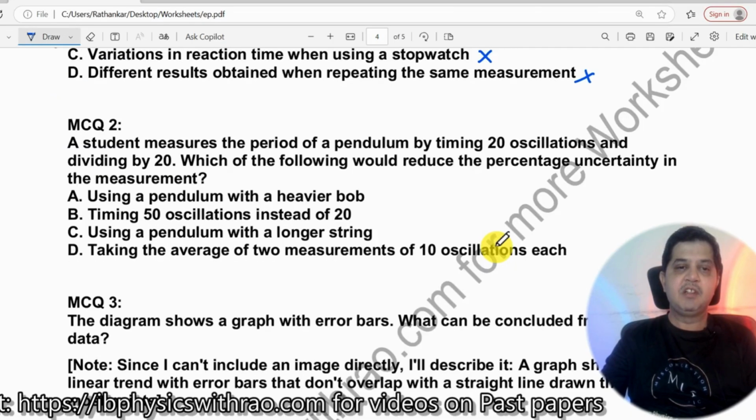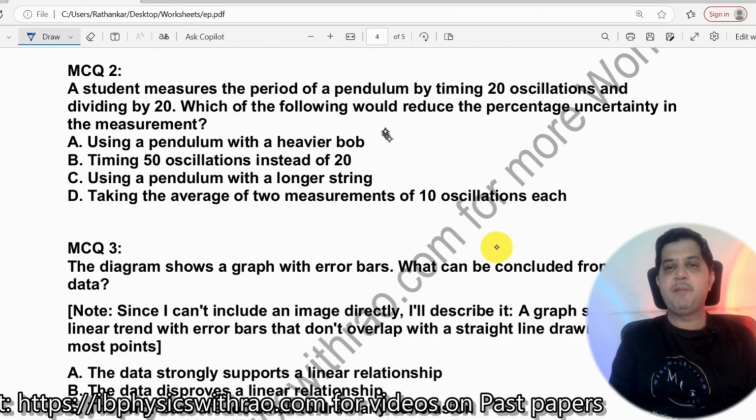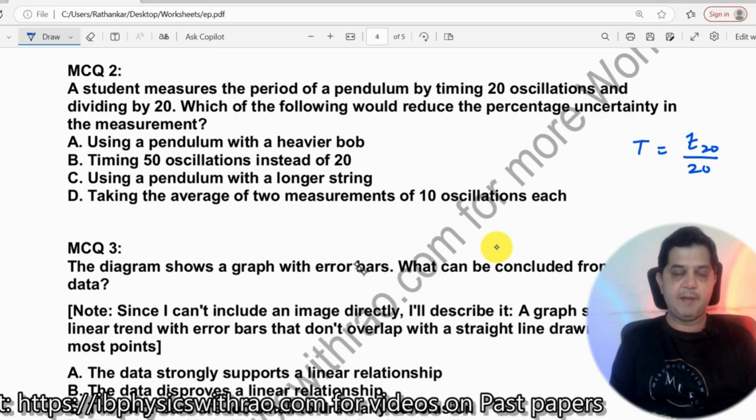Then a student measures the period of a pendulum by timing 20 oscillations and dividing by 20. So you calculate the value of the time period using the time taken for 20 oscillations, and divide this by 20. Which of the following would reduce the percentage uncertainty in the measurement? You need to reduce the percentage uncertainty, right? So, using a pendulum with a heavier bob.